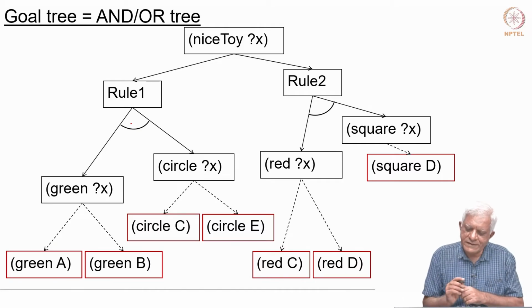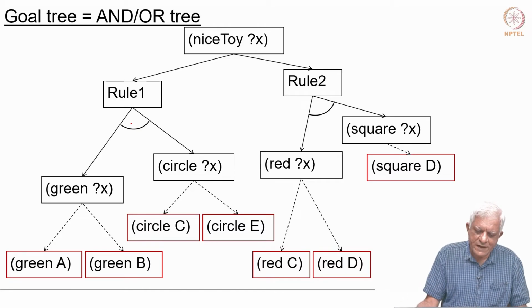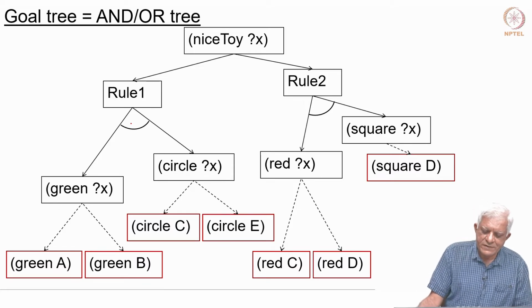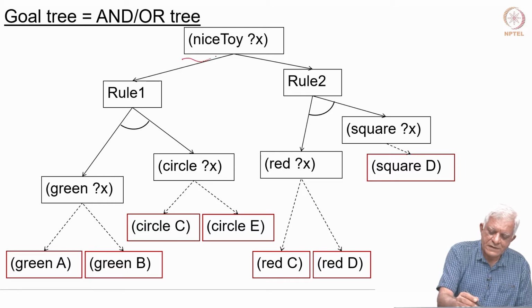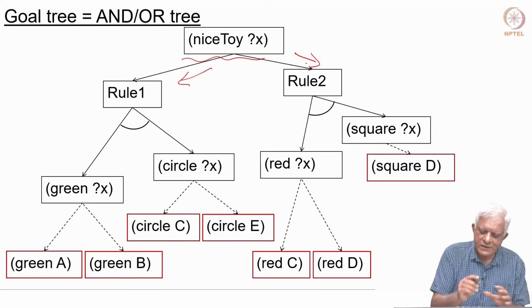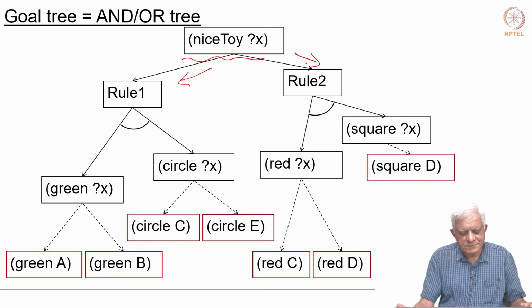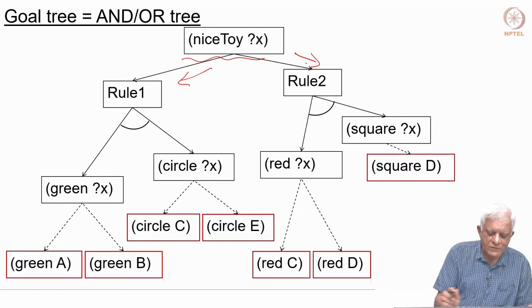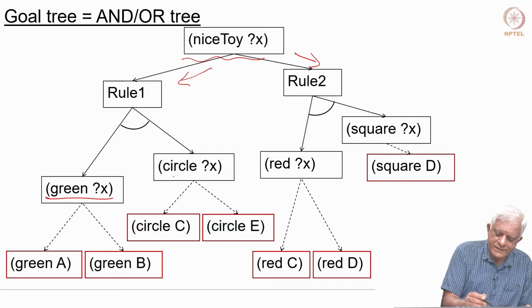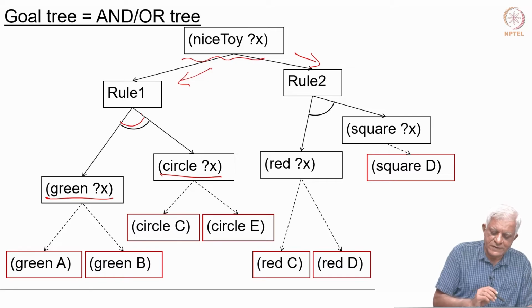If we visualize this as a search tree, then it is an AND OR tree, and you can see that if you want to solve for the goal nice toy x, you can either apply rule 1, which is going this side, or you can apply this thing. So, this is an OR choice, either this or that. But if you have to apply rule 1, then you must show that x is green, and you must also show that x is a circle. So, that is why this is an AND node here essentially.